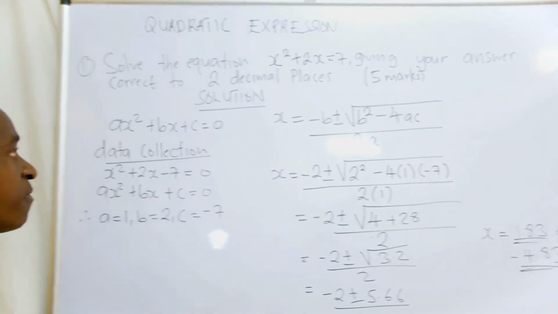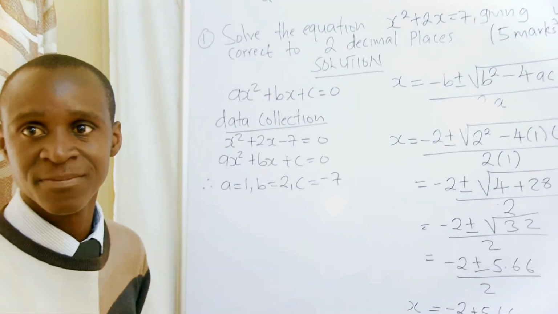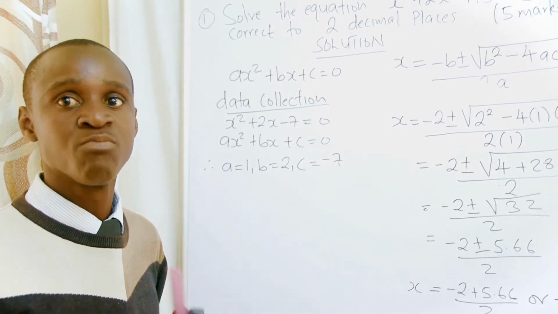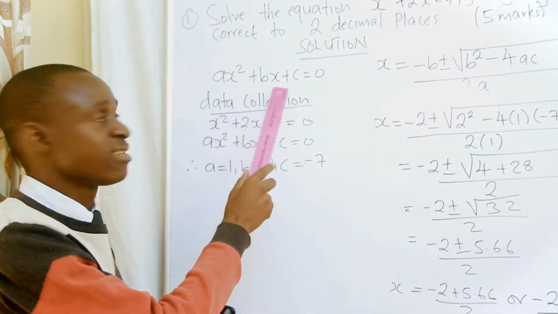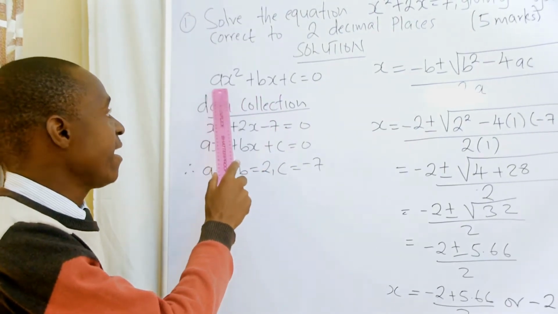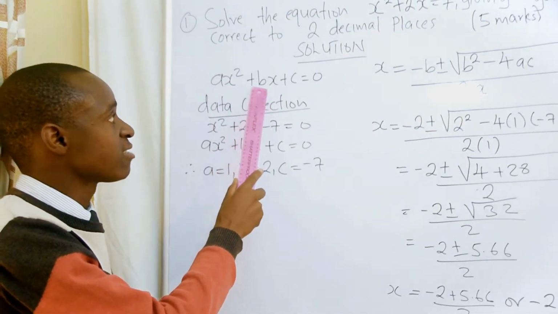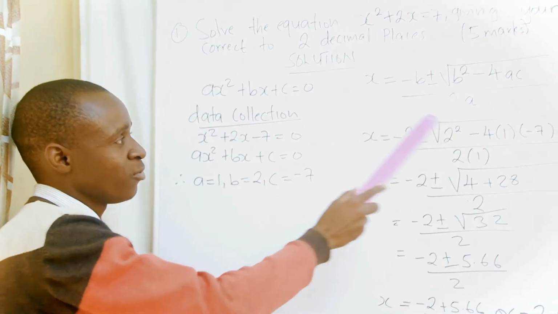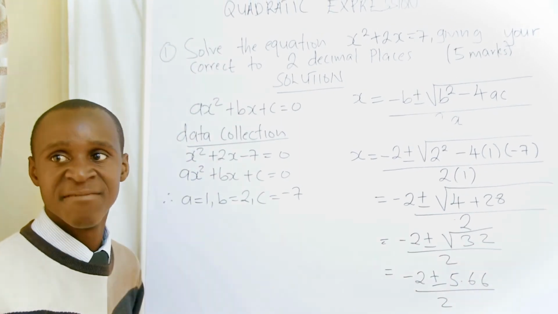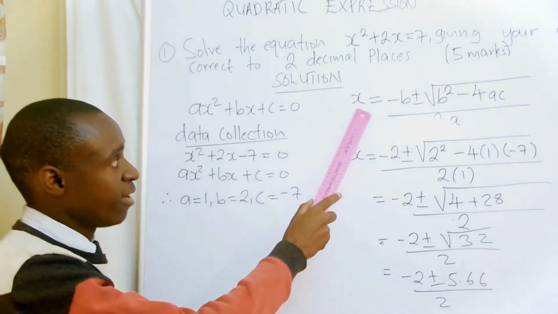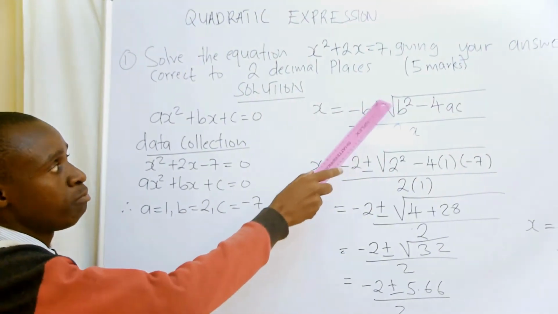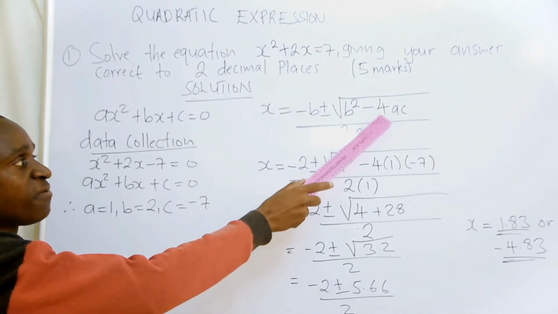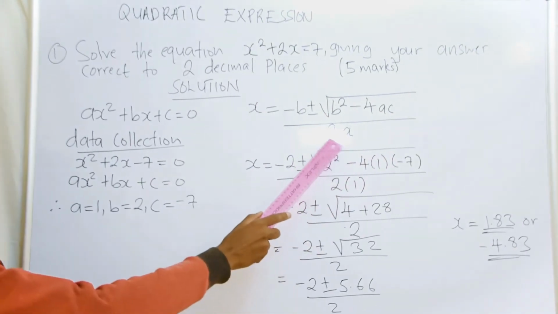For us to find the solution to this question, we need to know what we call the standard quadratic expression, which is basically this one here that you are seeing: ax squared plus bx plus c is equal to 0. And also this is the formula that we use to arrive at the values of x: x is equal to negative b, positive or negative, the square root of b squared minus 4ac, over 2a.